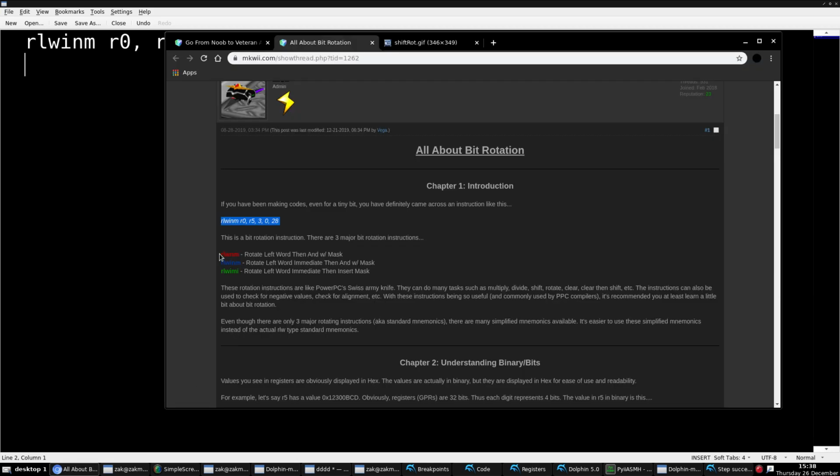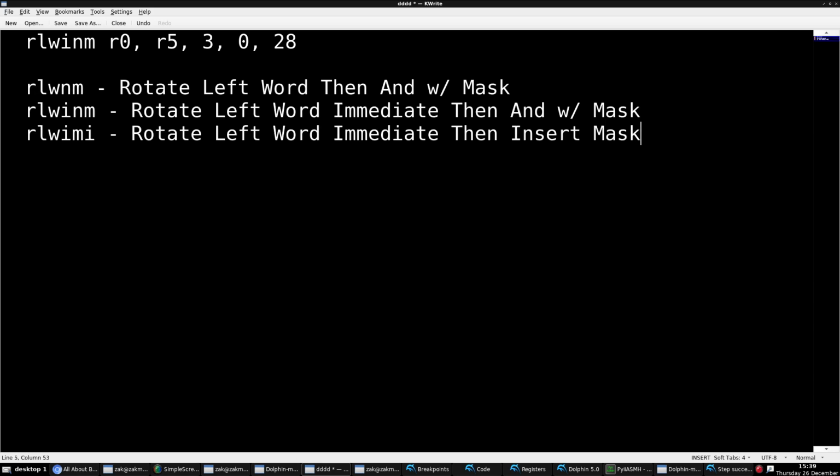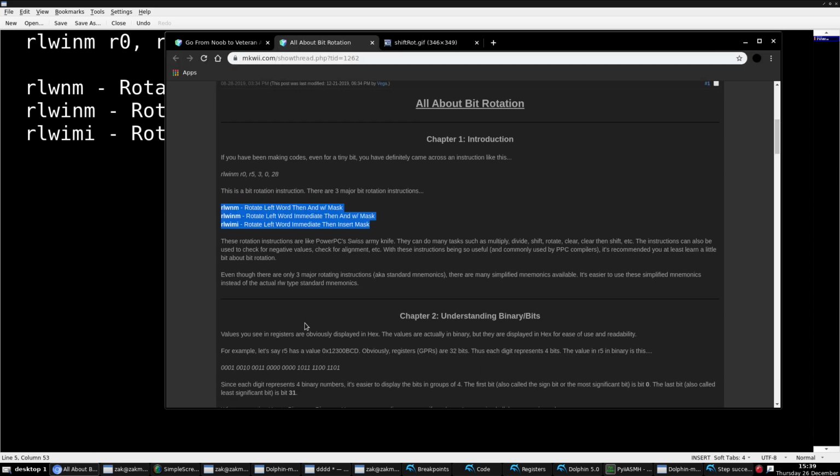And there are three forms. Copy paste that. We have rotate leftward, then and with mask. Rotate leftward immediate, then and with mask. And then finally, the most difficult to understand, rotate leftward immediate, then insert mask. When the term and is being used, it means logical anding. If you don't know what logical anding is, you can look up logical operations regarding anding, ORing, XORing, NANDing, and whatnot.